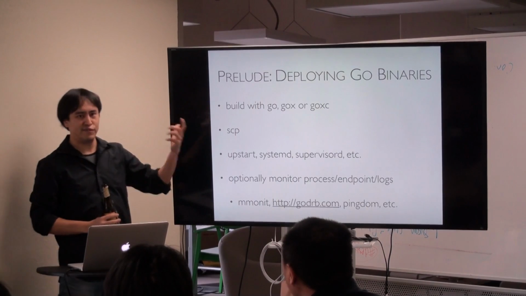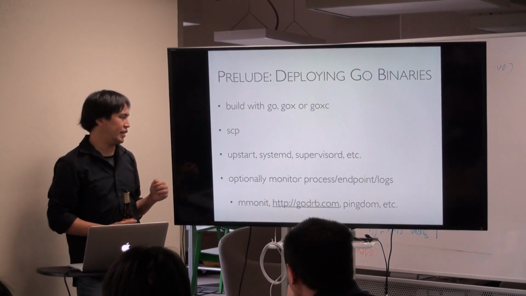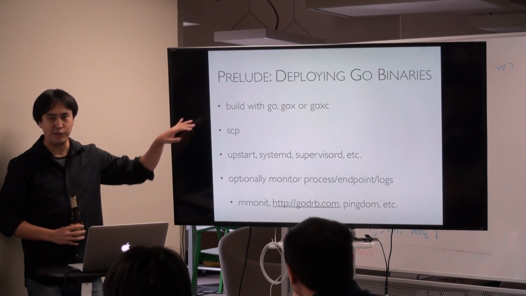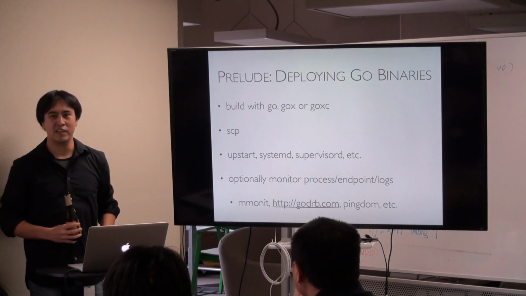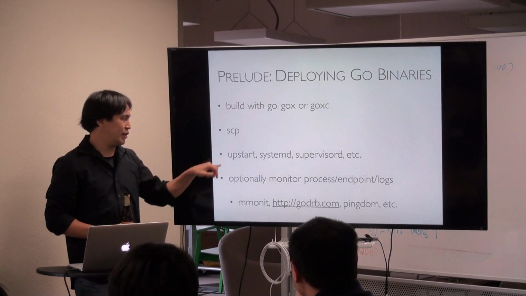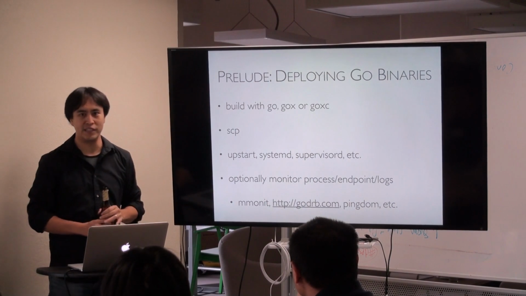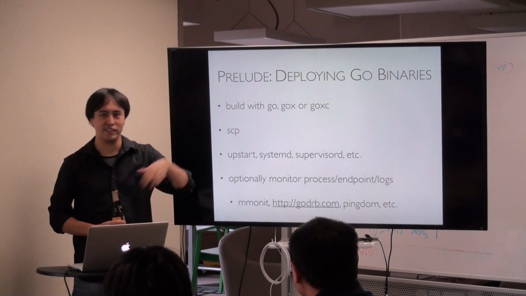But after you build it, you just got this binary, and all you do is copy it to the server in any way, shape, or form. Usually SCP, FTP if you're feeling barbaric for whatever reason. And after that, you just launch it. You can run it manually, but normally you're going to use like an upstart or a systemd or a supervisord to kind of launch it, and then optionally you just monitor. It's basically as simple as you can get.